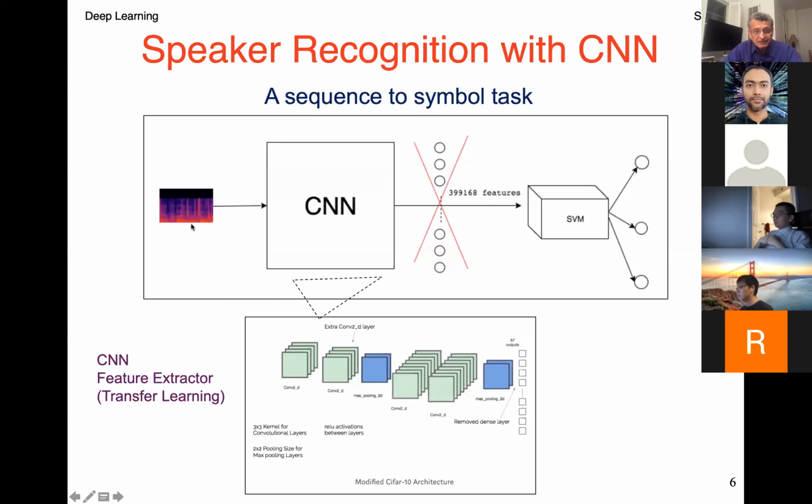So we have here a sequence, a sound spectrogram of somebody speaking. It's being processed by a convolutional neural network to obtain a set of features here. And these features are being used by a support vector machine, a classic non-neural network type of method, to recognize who the speaker is, right? There are three possible outputs here.